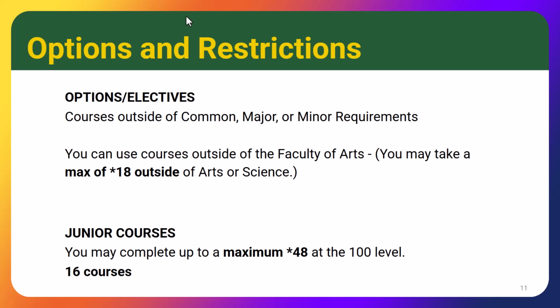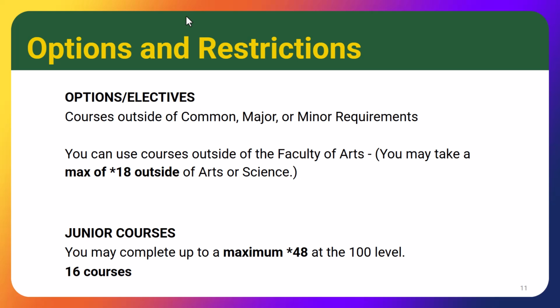Options and electives. So options and electives are courses outside of your common, major, or minor requirements. So essentially any class that you take that does not satisfy the common or major or minor requirements of your degree program, these can count towards options or electives. Now, for the most part, with electives, people will choose typically courses within their faculty. However, you can use courses outside of the Faculty of Arts should you choose.